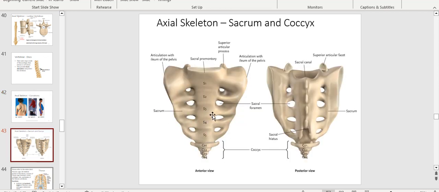Sacrum and the coccyx. You'll see what's going on here. All right. Anterior view, this is front. This is looking at it from the back side there. And, you know, initially there's these bones here, but then they end up fusing there later on in life. Okay. Sacrum and your coccyx. Okay.